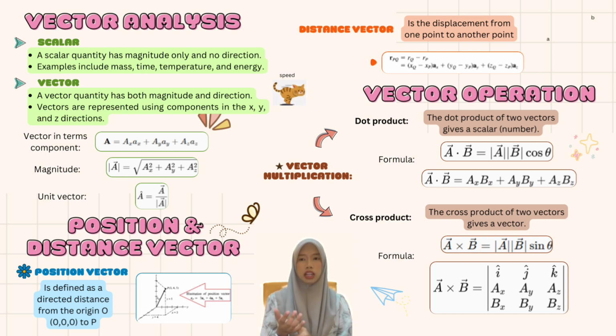A dot product gives a scalar value and is commonly used to find the angle between two vectors, while the cross product gives another vector and is useful for determining a vector that is perpendicular to two given vectors.